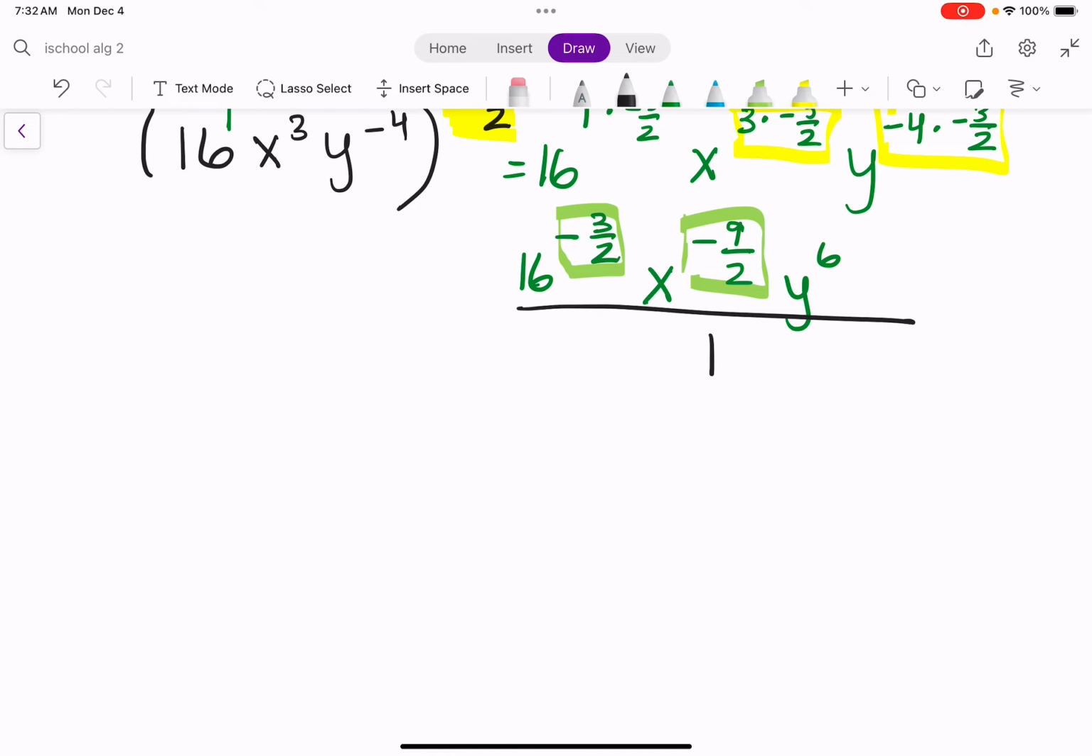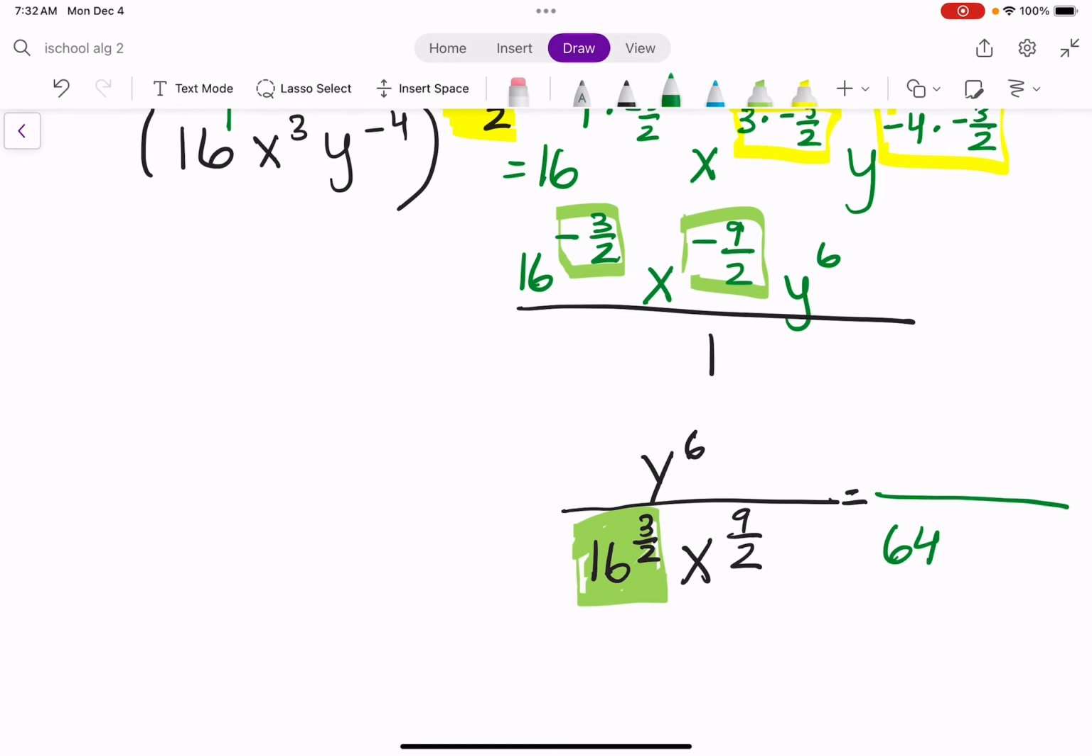So I need to move those things that have a negative exponent to the bottom. What's left at the top is just y to the power of 6, over 16 to the power of 3 over 2, x to the power of 9 over 2. And now put this in your calculator and it'll give you some answer. When you put 16 to the power of 3 over 2 in your calculator, you actually get 64. We're going to talk about why that's the case next class. So our final answer is going to be this. Okay? So try the part 1 questions and then move on to part 2.